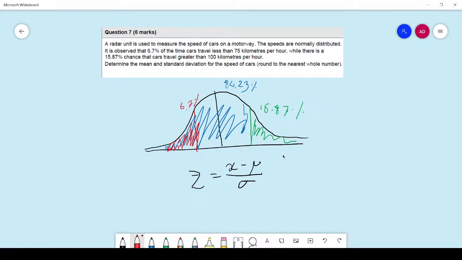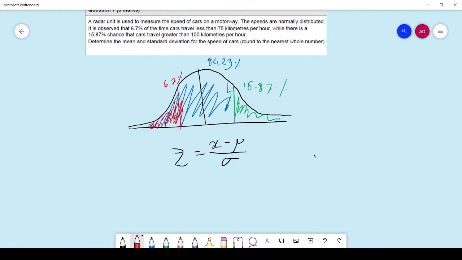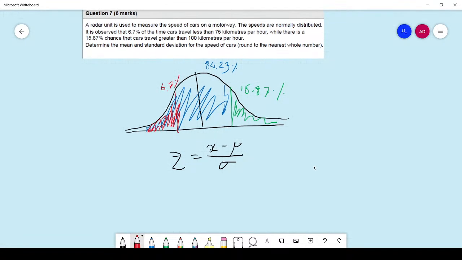So I think if we do that correctly, the mu we end up with should be around 87 k's an hour. Yeah, it should be around 87 k's an hour. I think it was a bit suspicious when it was below 75 and above 100, but that's just interpretation of z tables. So hopefully you guys know how to do that, and then you can use my process for the rest to find the solution, and it shouldn't be too hard.